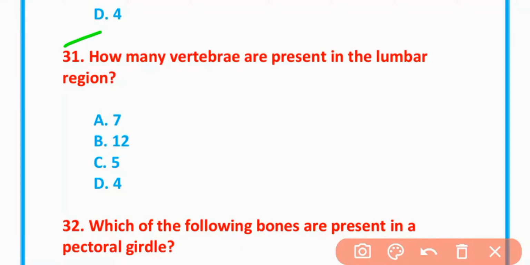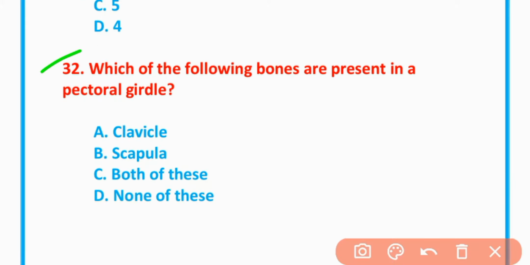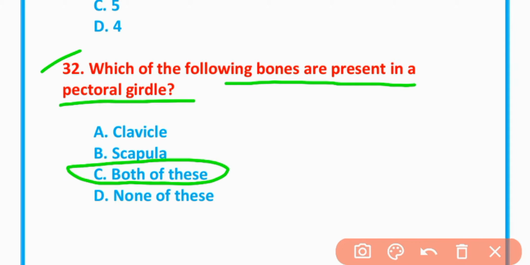MCQ number 31. How many vertebrae are present in lumbar region? 5. Option 5 is correct. MCQ number 32. Which of the following bones are present in pectoral girdle? Option C. Both A and B is correct.